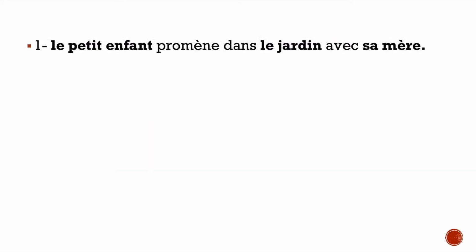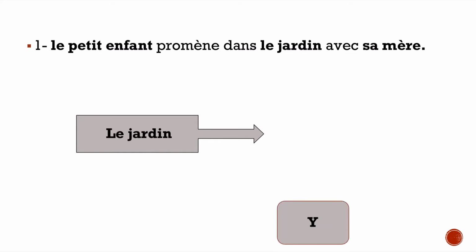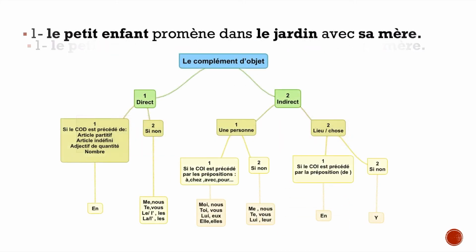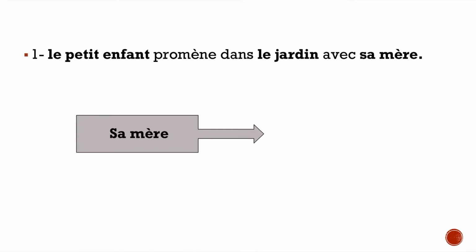Le jardin becomes y. Now let's look at the third noun we have. We have sa mère. Sa mère is an indirect object, and before it we have the preposition avec. That's why we should use here les pronoms toniques. And because sa mère means her mother, it's feminine singulier, that's why here we choose elle. So sa mère becomes elle.